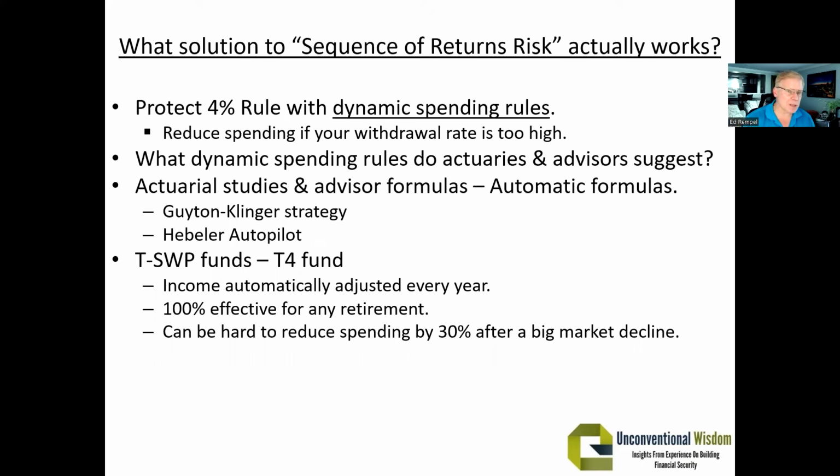Now, there are all kinds of ways to do this. Actuaries and advisors have come up with automatic formulas: just follow this formula and it'll tell you exactly what you can do. There are a bunch of them out there. The most common ones are called the Guyton-Klinger strategy and the Hebler autopilot, which are kind of complicated formulas. Another one often used by advisors is T-SWIP funds.